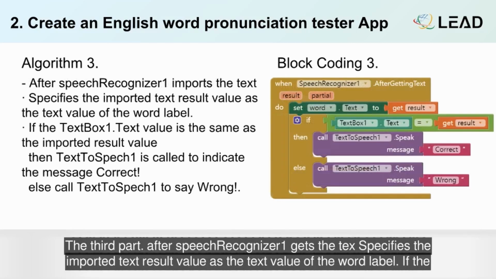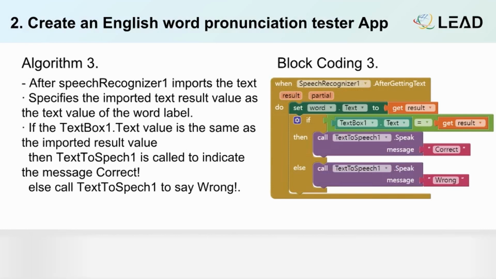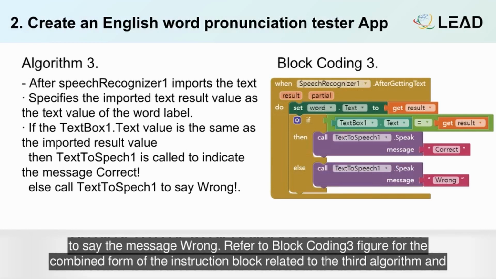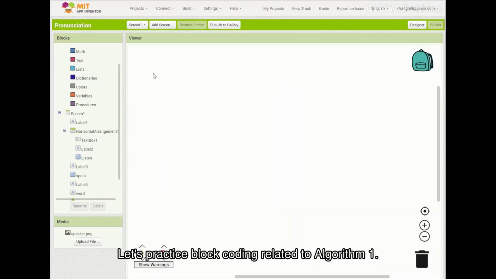The third part, after Speech Recognizer 1 gets the text, specifies the imported text result value is the text value of the word label. If the text box 1 text value and the imported text result value are the same, call text to speech 1 and say the message correct. Or call text to speech 1 to say the message wrong. Refer to block coding 3 figure for the combined form of the instruction block related to the third algorithm and the instruction blocks. Let's practice block coding related to algorithm 1.